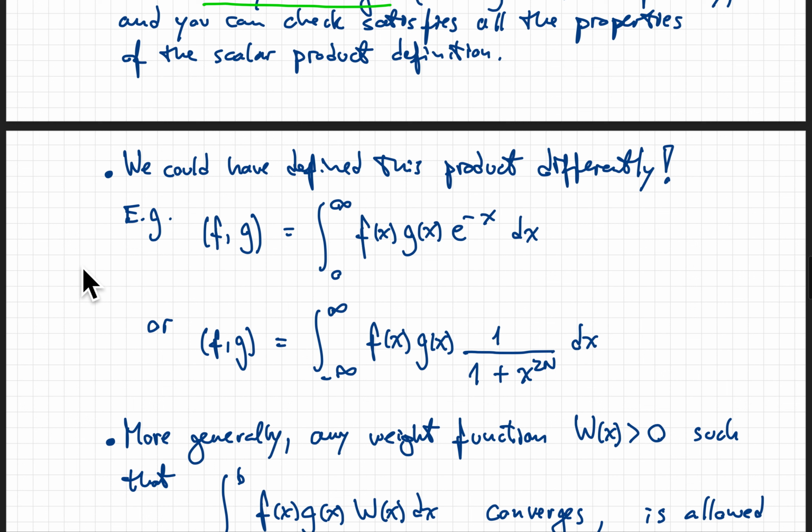We could have also defined the dot product of f and g to be the integral between minus infinity to infinity of f of x, g of x, and 1 over 1 plus x to the 2n. So this power of 2n will help us make this integral converge. And in fact, it should say 2n, at least plus 1 here. This x to the 2n would not do the whole trick.